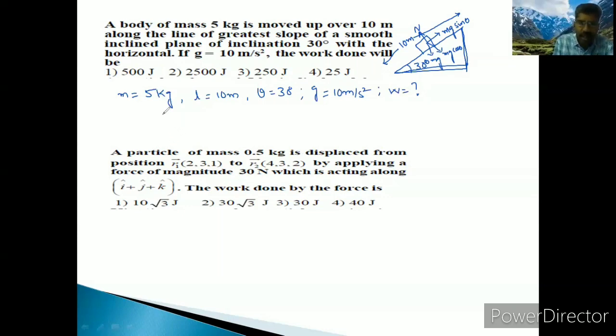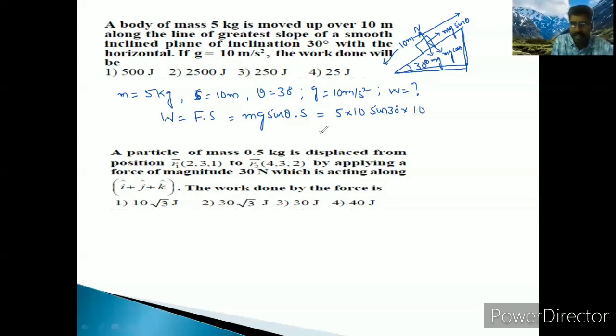Here, work done is equal to what is the formula? Force into displacement. Force is nothing but mg sine theta, along the incline. So work done is mg sine theta into s. Here I am taking s, not L; whatever you want you can take, no problem. So m is 5, g is 10, sine 30 degrees, into s equal to 10 meters.